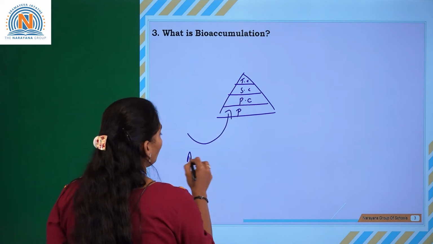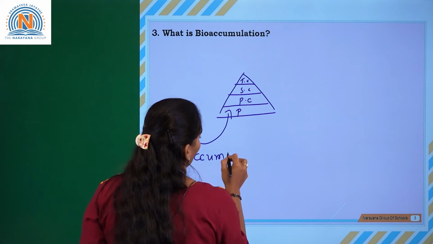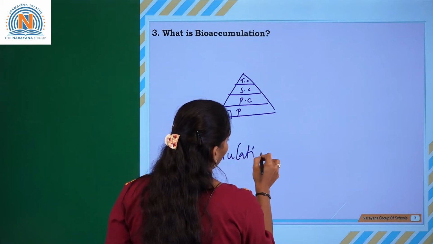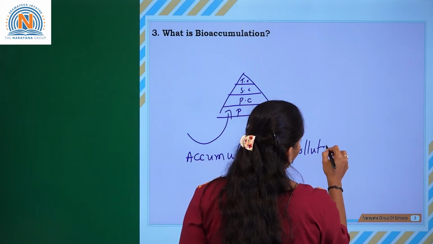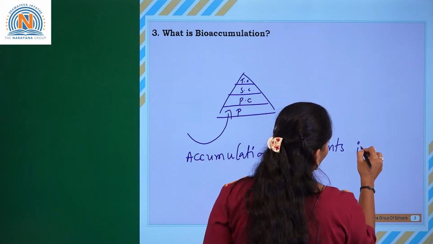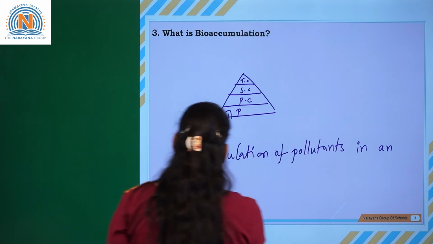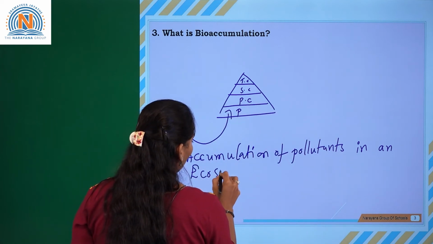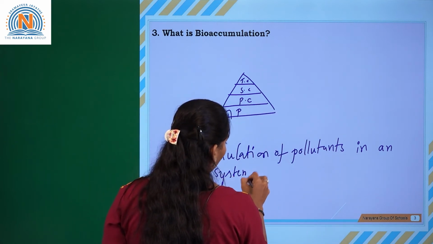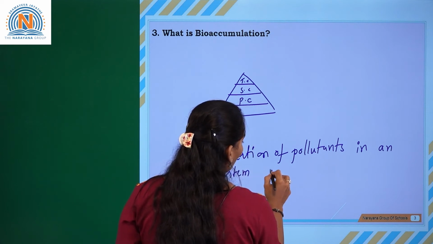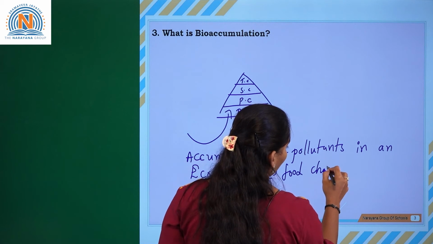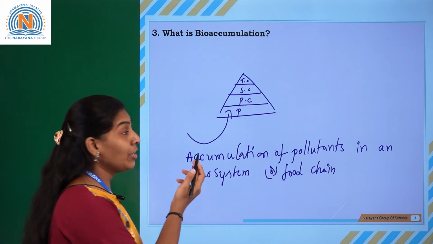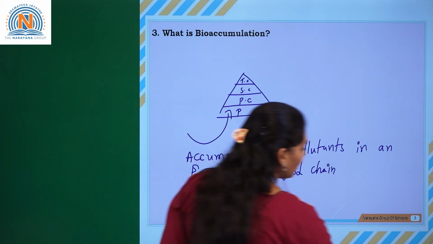Accumulation of pollutants in an ecosystem or food chain is called bioaccumulation. Let us go for the next question.